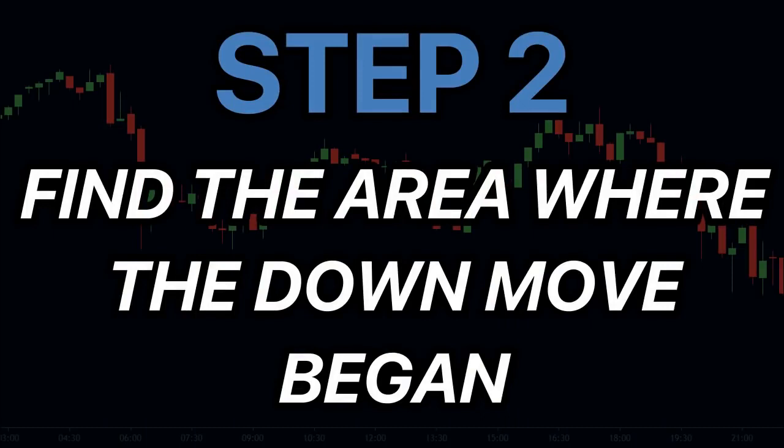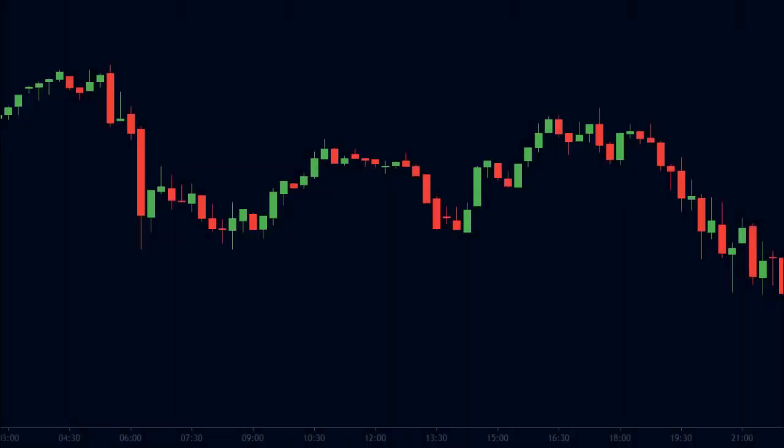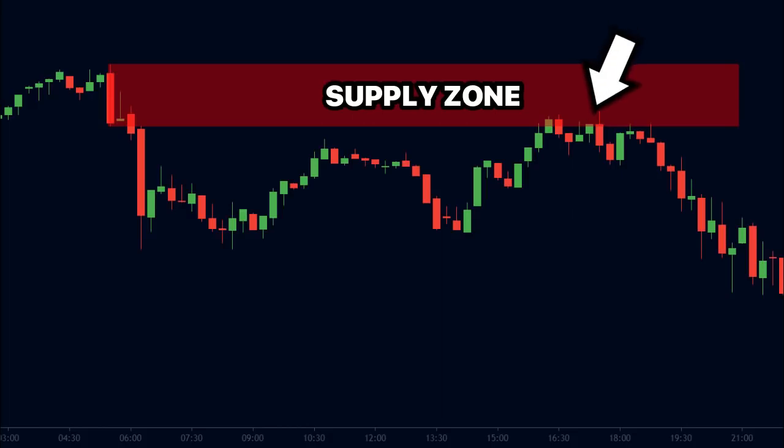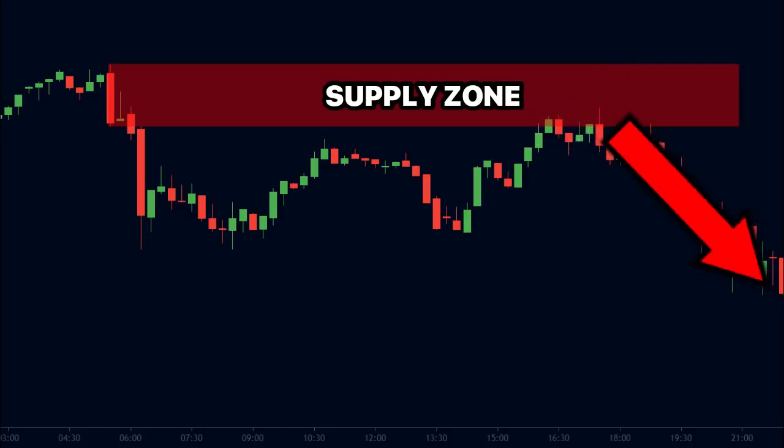The second step is to find the area where the down move began. In our case, we see that the move started from this candle. Hence, we can mark the high and the low of this particular candle, and the area between them will become the supply zone. Therefore, when the price comes back into this area, it finds strong supply and it immediately reverses to form a strong down move.